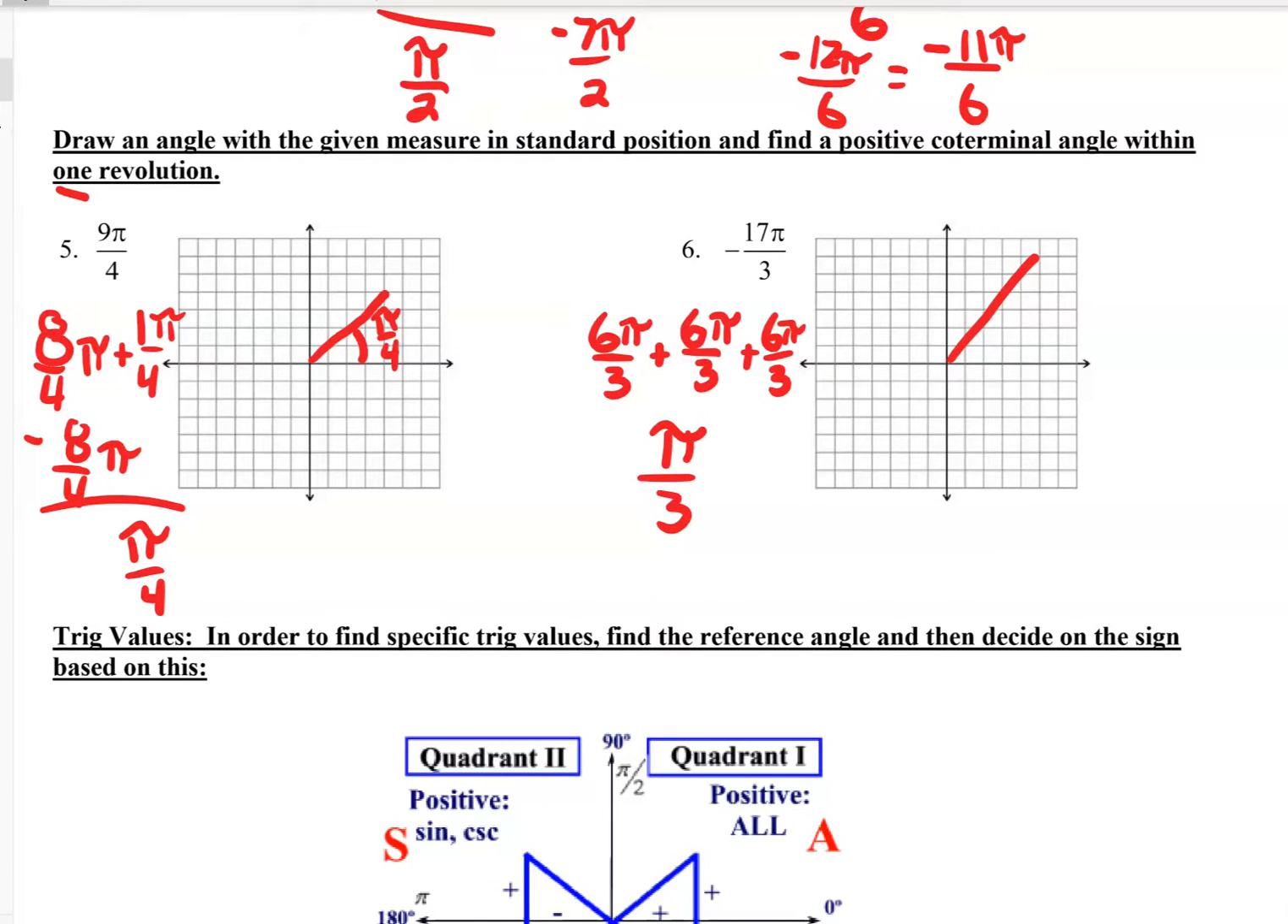Might be a little short there. Let me just fix this. It should be 2/3 of my angle here. So maybe more like this. You don't have to be perfect.